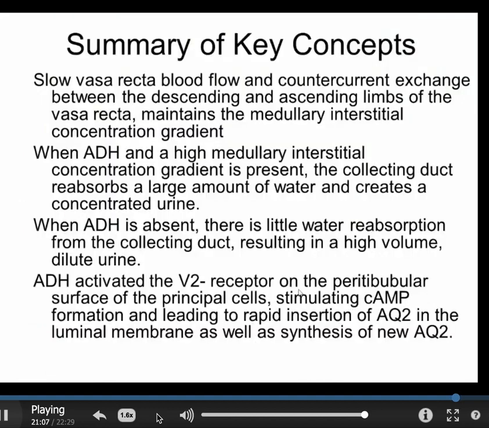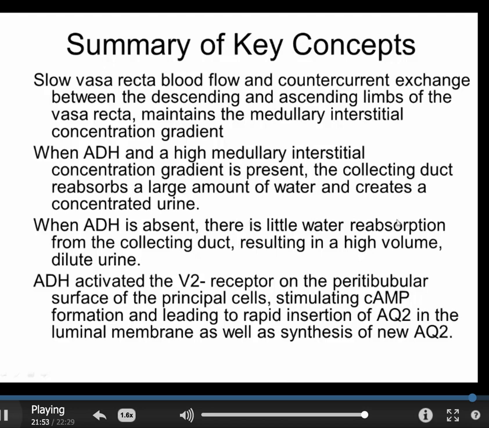So in this lecture, we discussed how the combination of a very slow vasa recta blood flow and, importantly, the fact that the vasa recta vessels have a countercurrent exchange between the descending and ascending limbs, maintains the medullary interstitial concentration gradient, while at the same time delivering oxygen and nutrients and picking up waste from the medulla. We've seen how when ADH is present and there's a high medullary interstitial concentration gradient, the collecting duct reabsorbs a large amount of water and produces a very concentrated urine.